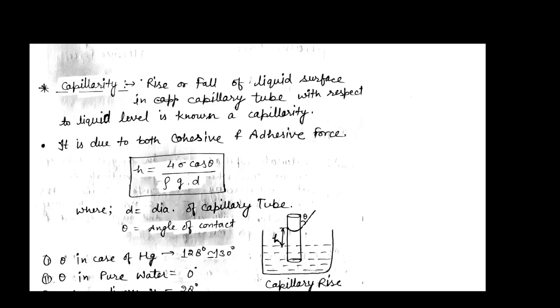So let's start. First of all, capillarity. What is capillarity? Capillarity is basically the rise or fall of a liquid surface in the capillary tube with respect to the liquid level. It is the property exhibited by the roots of plants or trees to take water from the soil towards the leaves and branches. It is due to both cohesive and adhesive forces.